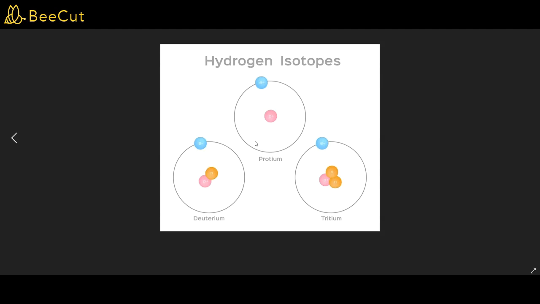For more details, you can see that these are the hydrogen isotopes. The first one, protium, has only one proton in the nucleus and one electron revolving around it, and there is no neutron. In the second case, deuterium, there is one neutron and one proton, and in the case of tritium, there are 2 neutrons and 1 proton.